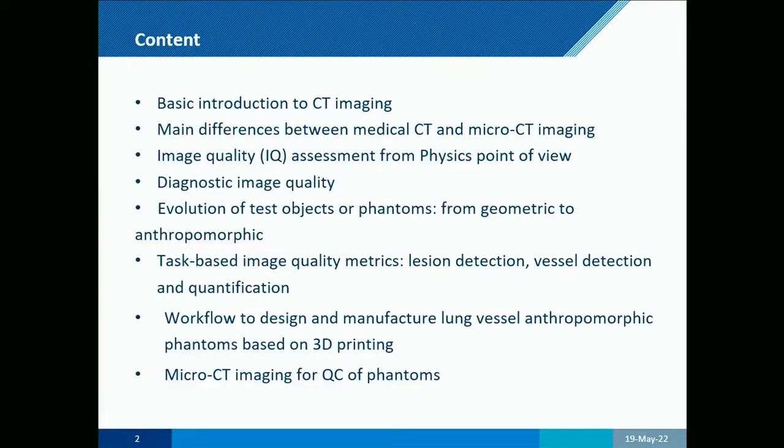So the basic things I'm going to touch on today, because it's not a long presentation, is a basic introduction about what is CT imaging, the main differences between medical CT and micro CT, a bit about what we are interested in terms of image quality from the physics point of view in radiology, and what we understand that diagnostic image quality means. Then I will talk about phantoms. Phantoms are the test objects that we use to assess the performance of medical imaging devices. And I will also talk a bit about the workflow that we use to design and manufacture anthropomorphic phantoms, especially a lung vessel phantom that you will see, and that we obtain images of based on micro CT here in CWI. And finally, again, the wish list, because I realize that all the speakers have a wish list after all.